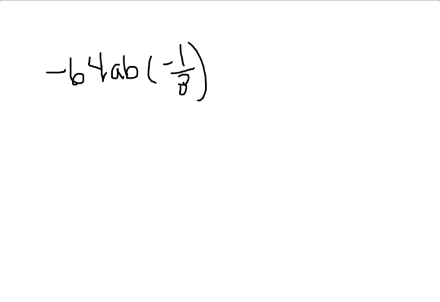So let's look at this problem, and let's simplify. So I've got negative 64AB times negative 1/8. So I'm going to rearrange this because it's all multiplication. So commutative and associative properties apply, so I can rearrange and regroup. And I'm going to put my AB over here. And so now I'm going to have negative 64 times negative 1/8.